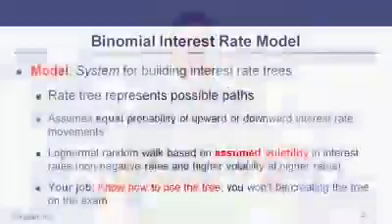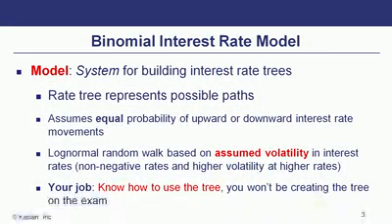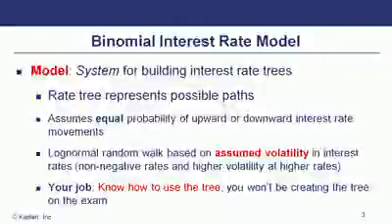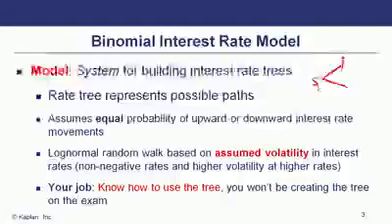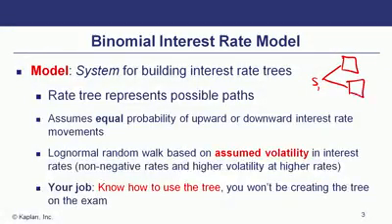The approach is simple, but it may seem a little confusing the first time you do it. So as long as you work a couple of problems with this, you're going to be fine. What this is, it's a model, okay, or a system for building interest rate trees. So we're going to have an interest rate today. That's going to be today's one-period spot rate. And we're going to get interest rates in the next period that are either going to have interest rates increase or interest rates decrease.